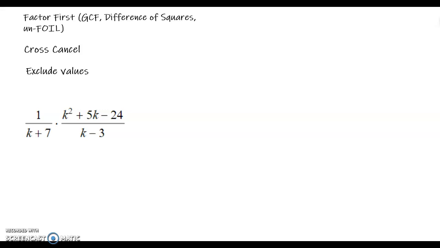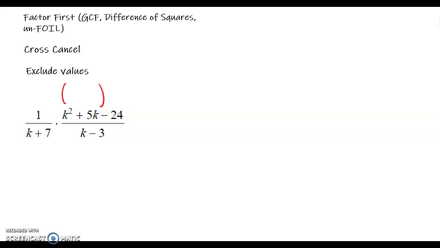Here's another problem: how to multiply a rational expression. Same thing, you want to factor first, cross cancel, and then exclude the values that would make the denominator 0. Not much to factor here except for this numerator, k squared plus 5k minus 24.